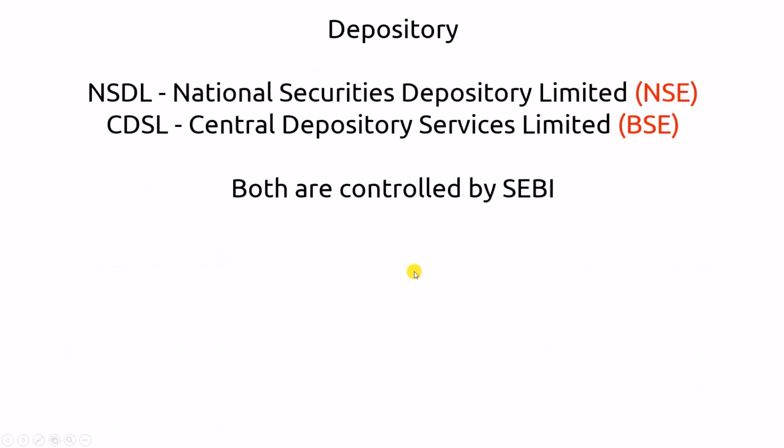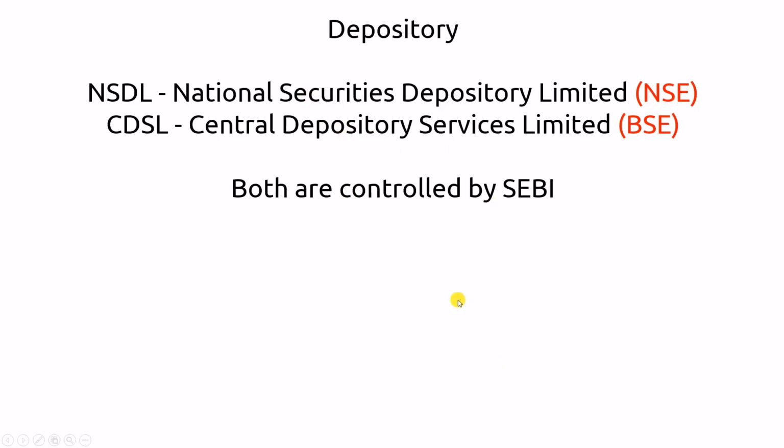Before seeing the work that the broker does, let me read this out and tell you the function later. We have depositories. Generally, a country will have only one depository. What is a depository? We'll see later, do not worry about it. A country has one depository, but India has 2 depositories. One is NSDL, National Securities Depository Limited, which is promoted by NSE, and CDSL, Central Depository Services Limited, which is promoted by BSE. And both depositories are controlled by SEBI.